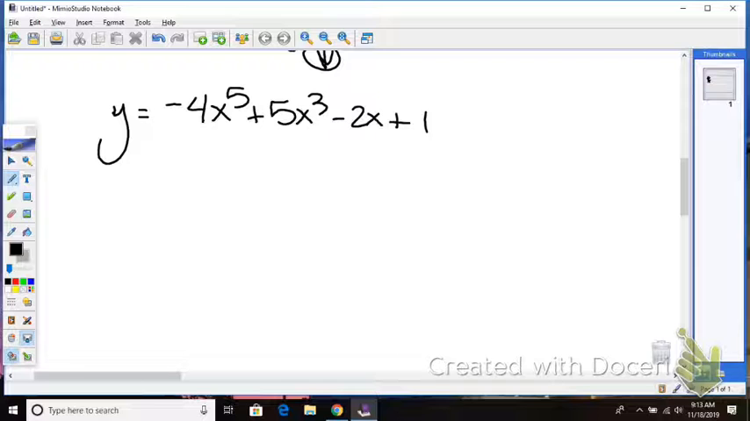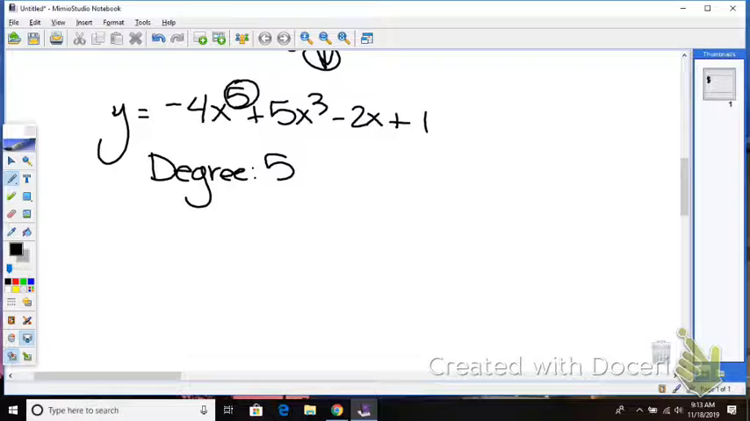Then you have to pick out 2 pieces of information to be able to determine end behavior. The first piece of information is the degree. What does the degree mean? The highest what? Exponent. So what's the degree of this polynomial? 5. It's this 5 right here that is the degree.